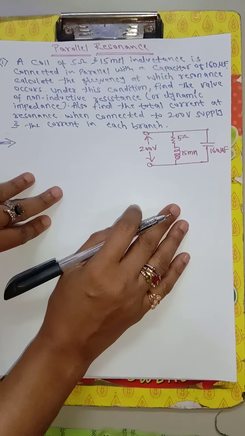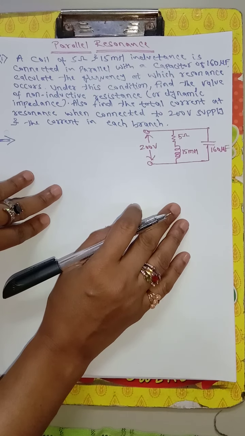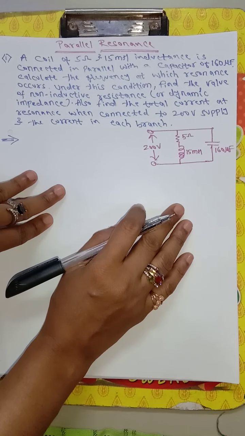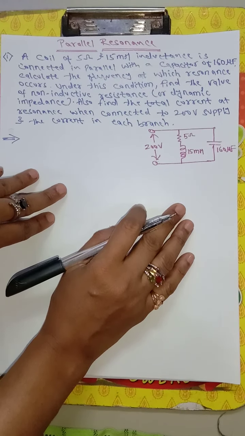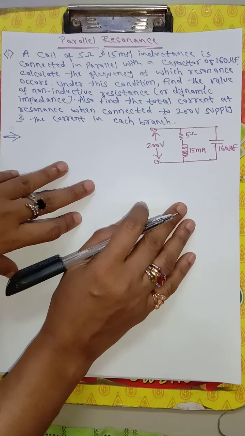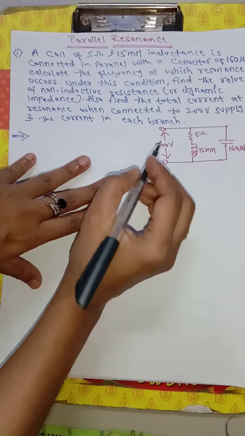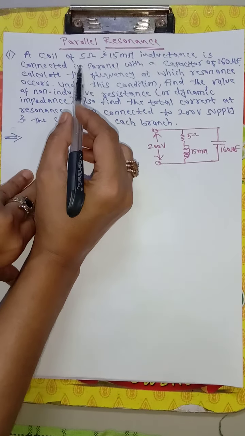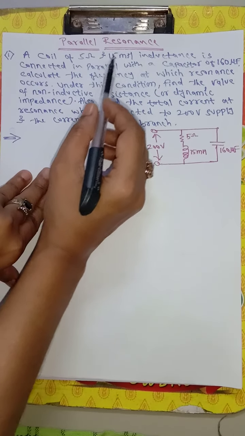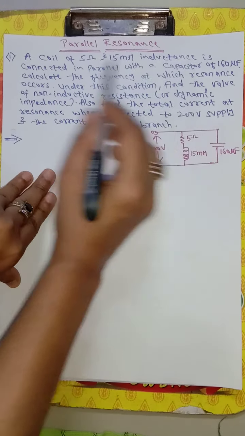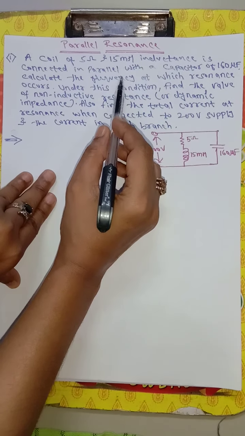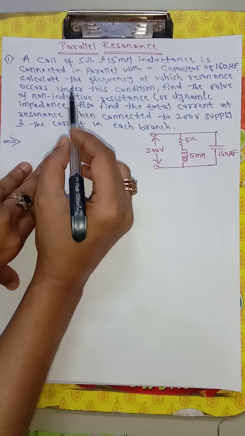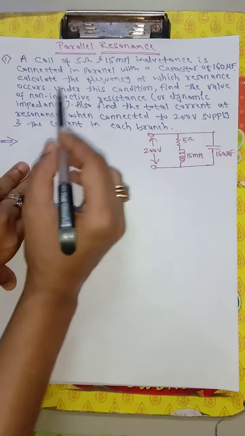In that, the practical parallel resonance was there, ideal parallel resonance was there, and even two branch parallel resonance was there. How to identify them, we have already studied in one of the lectures. So here we will see which type this is and how we can simplify this numerical. See here, a coil of 5 ohm and 15 millihenry inductance is connected in parallel with a capacitor of 160 microfarad. Calculate the frequency at which resonance occurs.